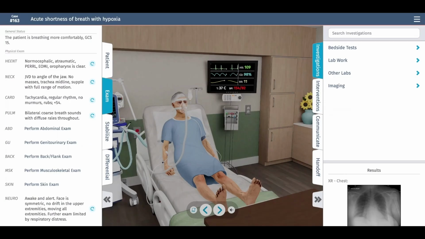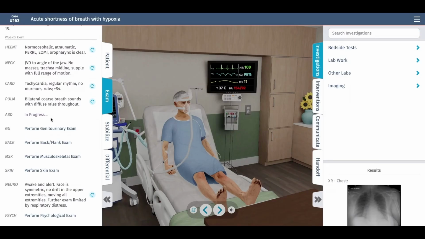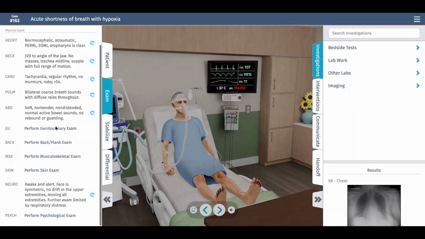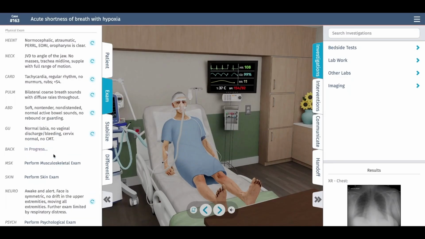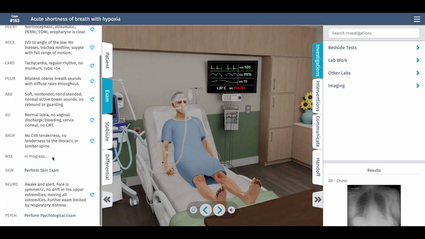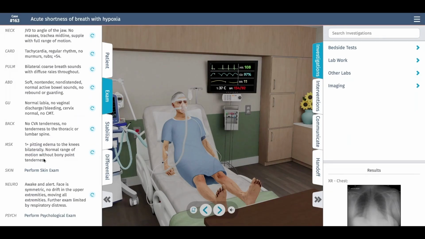Exam wise, just for the sake of completeness, let's see. I like to do a full exam. I just do. Nothing abnormal. +1 pitting edema to the knees bilaterally. Yep, we knew that. Anything going on with the skin? Warm and dry. Cool, love that. And neuro, fine. And psych, unable to assess.